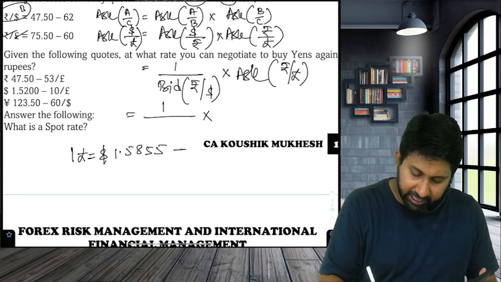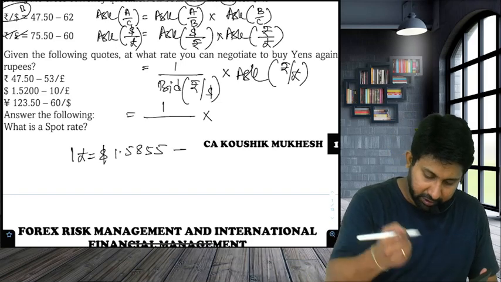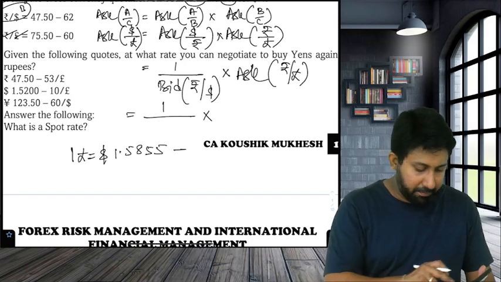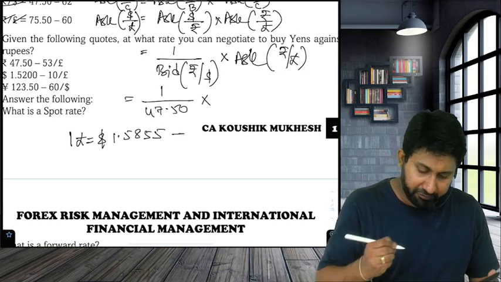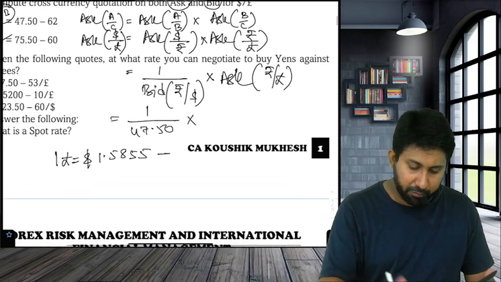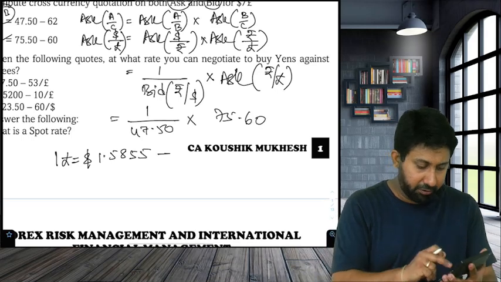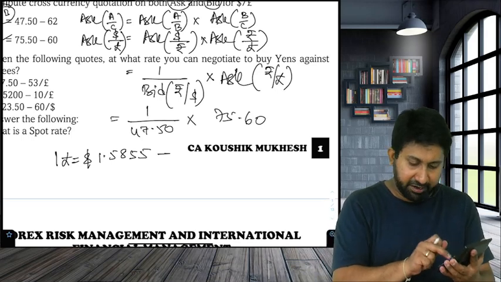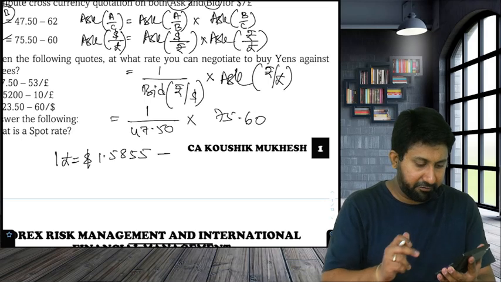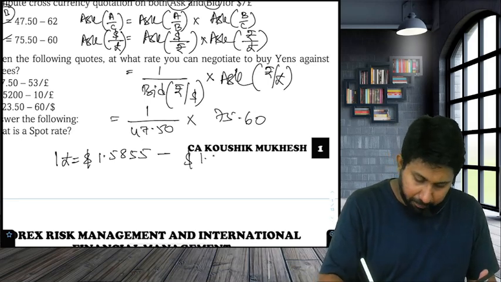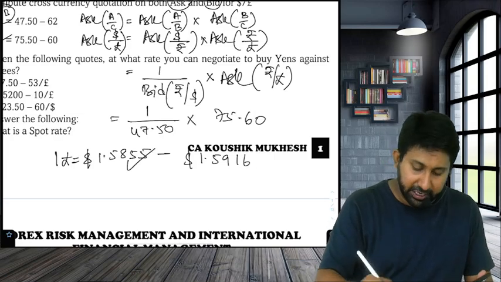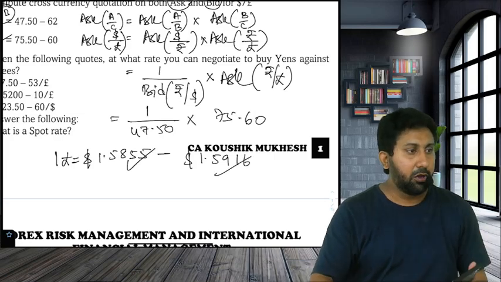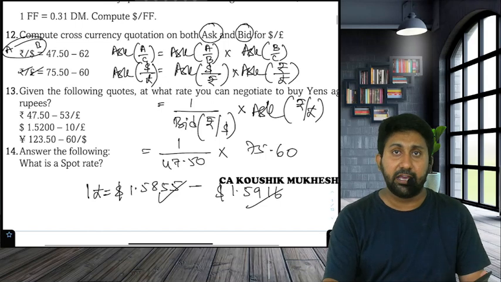Now let us calculate this. 1 by bid of rupee by dollar means 1 by 47.50, into ask of rupee by pound 75.60. So 75.6 divided by 47.5 is 1.5916. So bid is lower, ask is higher. This is how you have to calculate the cross currency quotation.